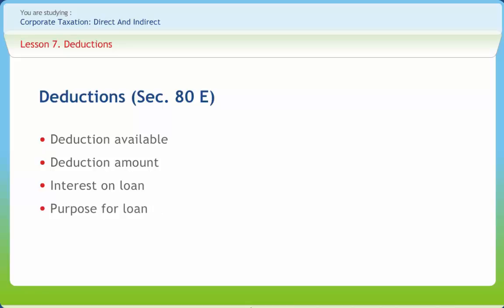Loan should have been taken for the purpose of pursuing higher studies of the individual, spouse, children of the individual, or of the student of whom the individual is legal guardian. Higher studies means full-time studies for any graduate or postgraduate course in engineering, medicine, management, or for a postgraduate course in applied sciences or pure sciences, including mathematics and statistics. Deduction shall be allowed in computing the total income in respect of the initial assessment year and 7 assessment years immediately succeeding the initial assessment year or until the interest is paid by the assessee in full, whichever is earlier.